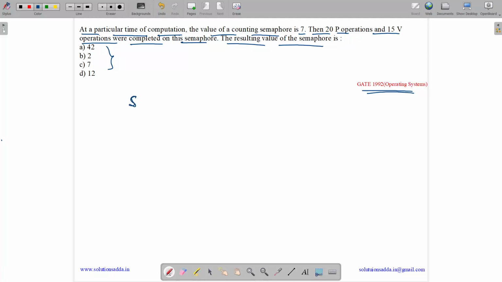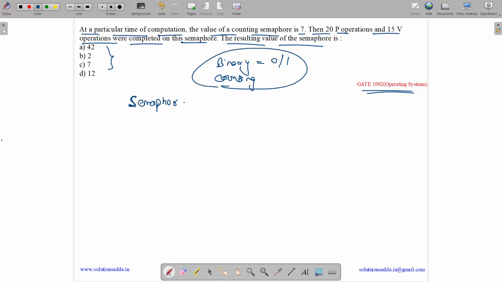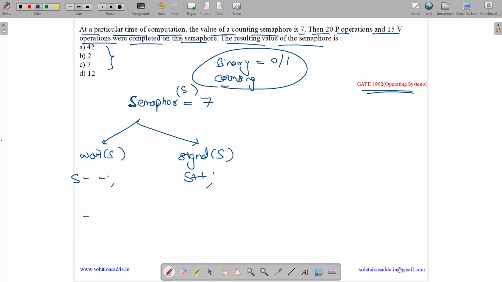So we have a semaphore. A semaphore is basically used for synchronization problems. We can have a binary semaphore, which can have a value of 0 or 1, or a counting semaphore, which can have any number of values. Here we have been given a counting semaphore with a value S. A semaphore has two operations, wait on S and signal on S. Wait of S reduces the semaphore value by 1 and signal of S increases it by 1. Wait of S is also called the P operation and signal of S is also called the V operation. So we had the value 7.